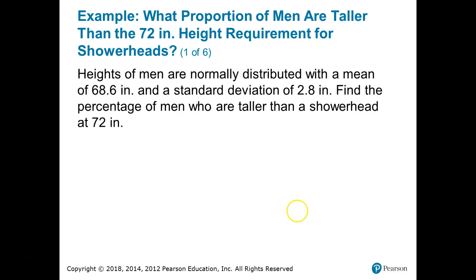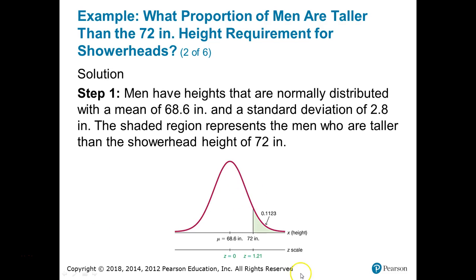Okay, so we have our normal distribution. Our mean is right in the middle, 68.6, and standard deviation is 2.8. And we want to know what percentage of men are taller than 72 inches. So I want to know, what is this region right here?